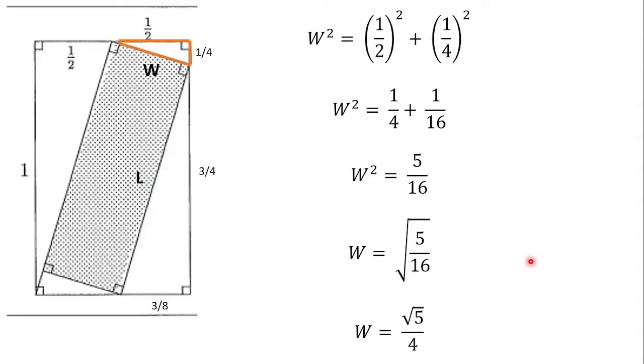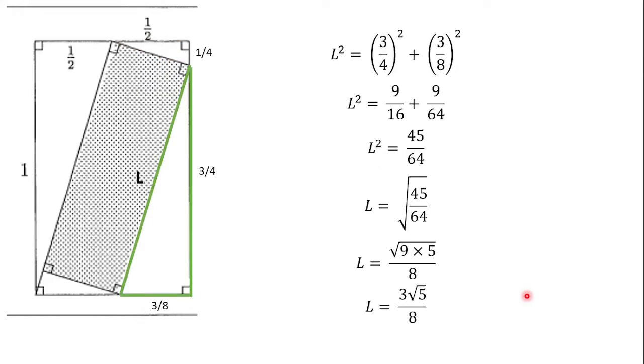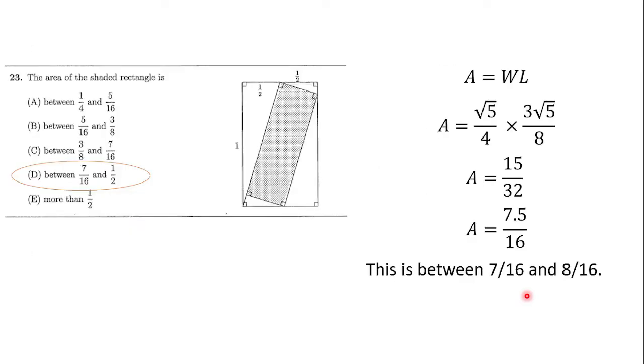We do a similar thing for the width. This time with a half and a quarter. Take the square root and we get √5 on 4. Now we have the width and the length. There is just width times length. So that's √5 on 4 times 3√5 on 8, which gives us 7.5 on 16. And this is exactly halfway between 7/16 and 8/16, so our answer is D.